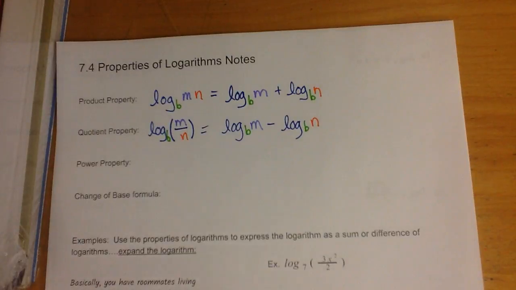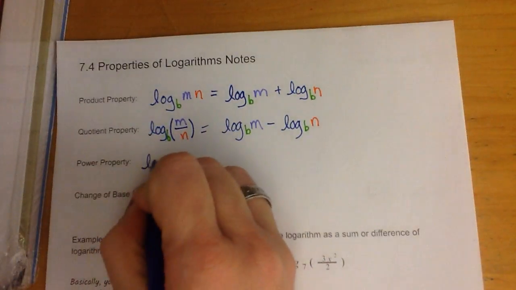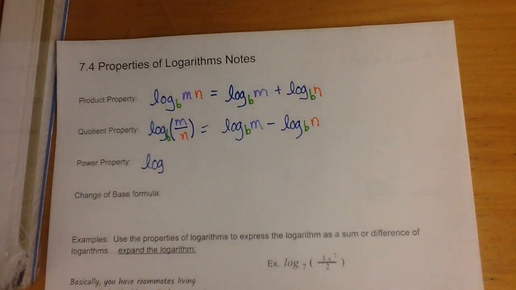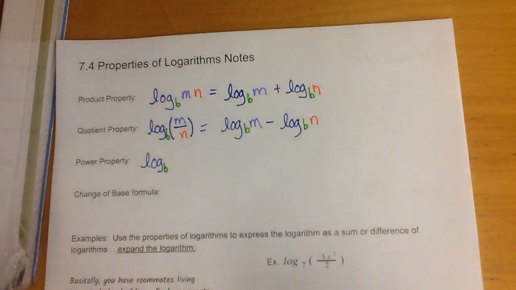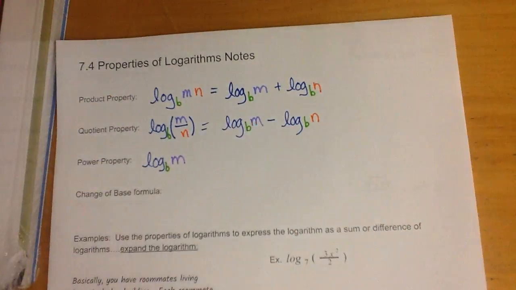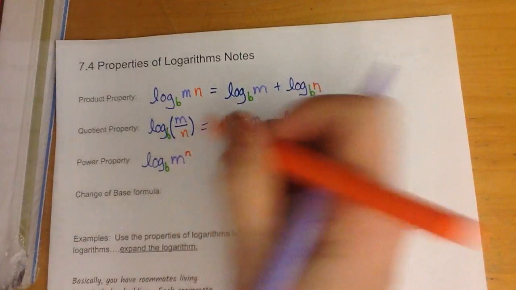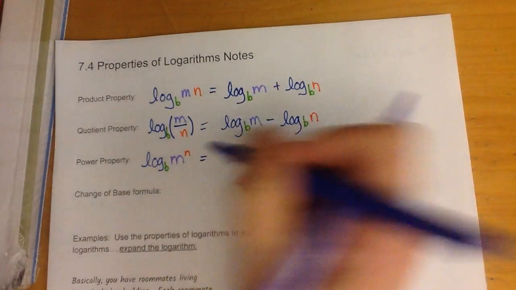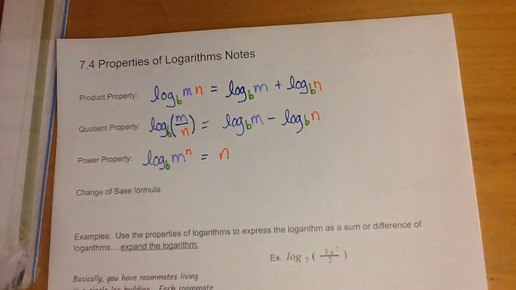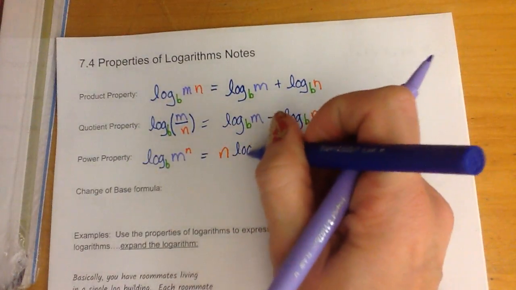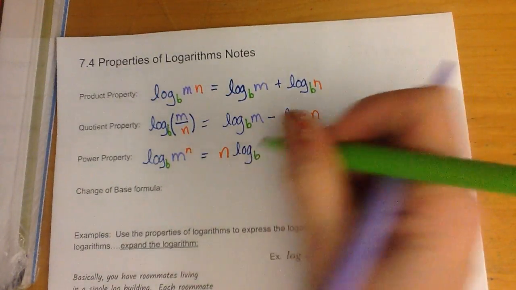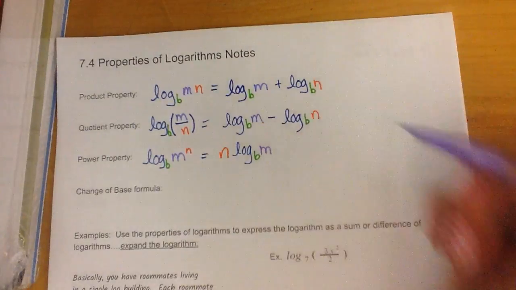The power property deals with a logarithm in which the argument is raised to a power. So if we have log base b of m raised to the n power, what we can do with that power is we can bring it to the front of the logarithm and it becomes a coefficient of the log. So we would have n times log base b of m.